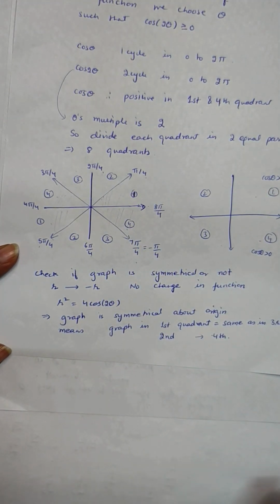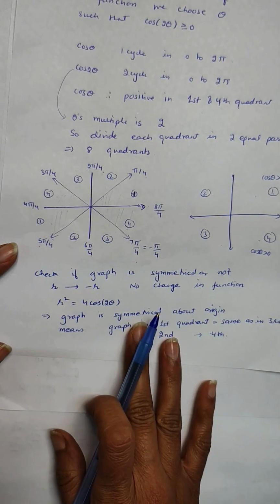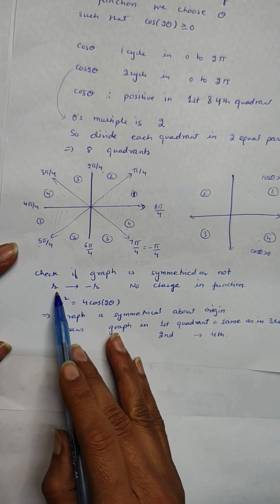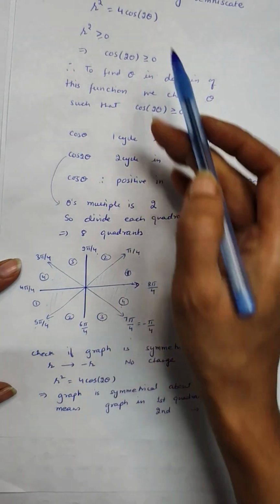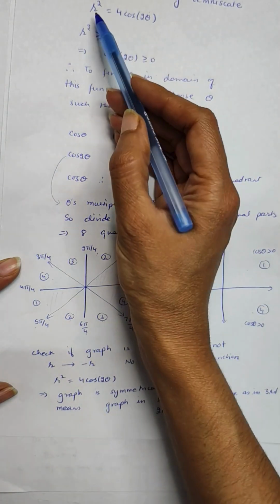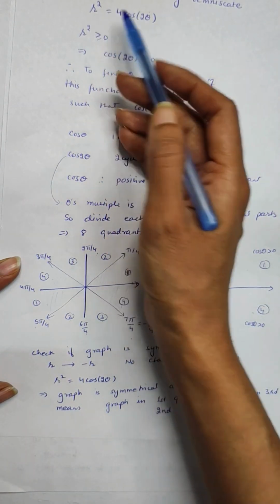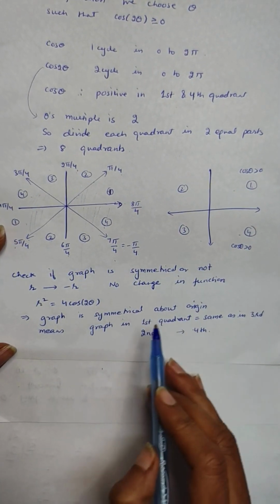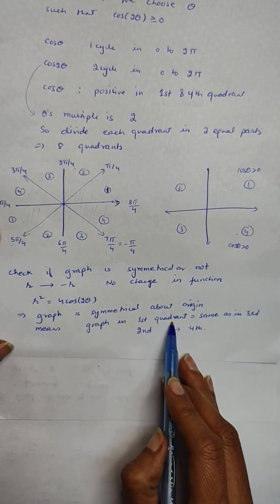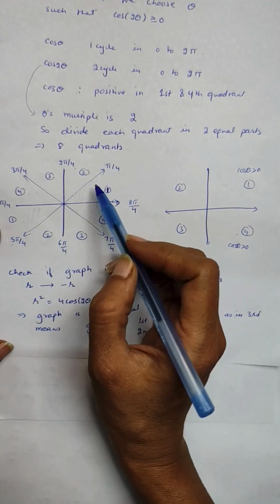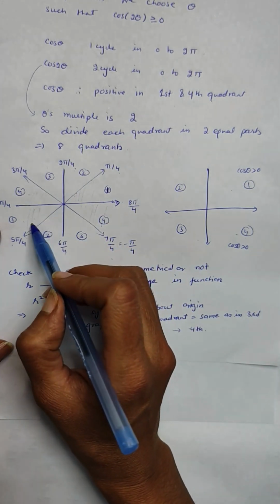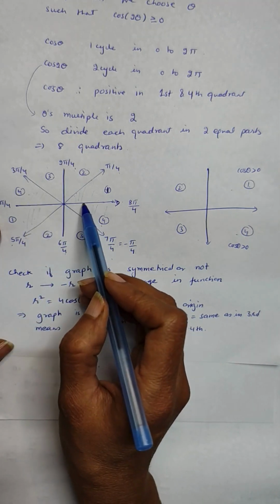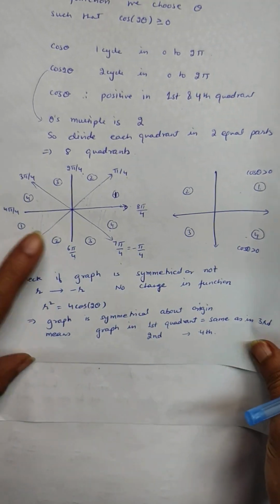Now we know the domain of this graph. So let's check if this graph is symmetrical or not. If we change r to negative r in the equation of this graph, what happens? The equation doesn't change because we have r squared. So what does that mean? That means the graph is symmetrical about the origin, which means the graph is the same in the first quadrant and third quadrant. So the graph here will look like the graph here, and the graph in the second quadrant is the same as the graph in the fourth quadrant.